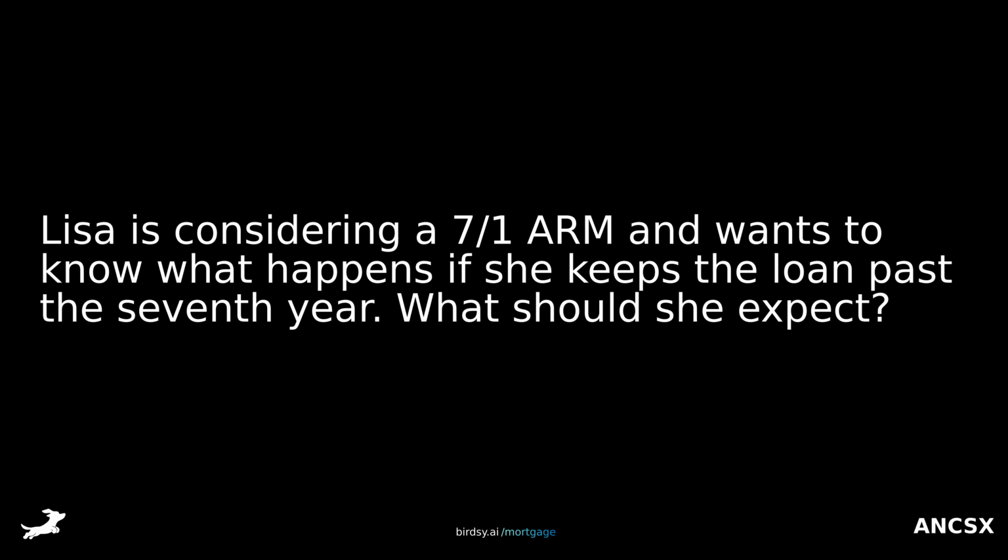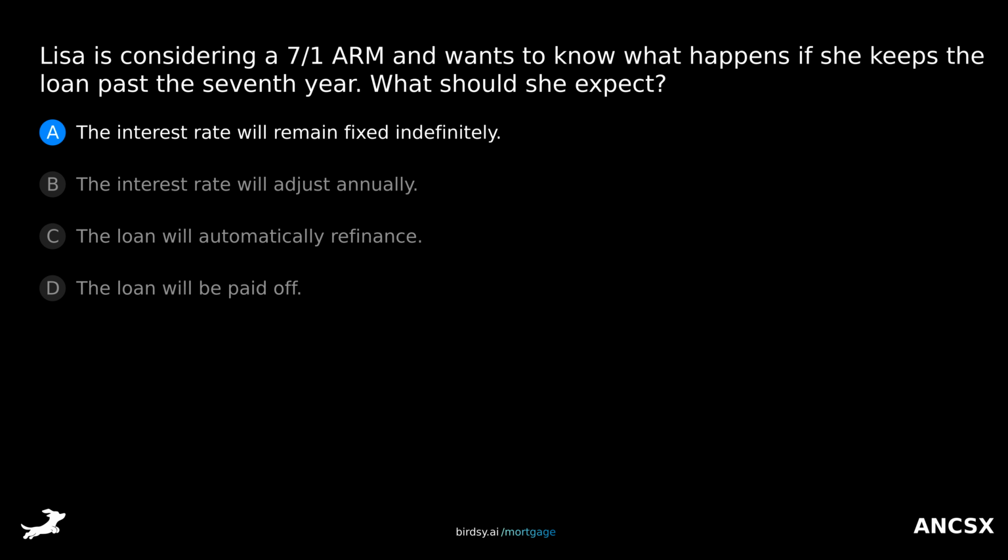Lisa is considering a 7-1 ARM and wants to know what happens if she keeps the loan past the 7th year. What should she expect? Is it A, the interest rate will remain fixed indefinitely? B, the interest rate will adjust annually? C, the loan will automatically refinance? Or D, the loan will be paid off?